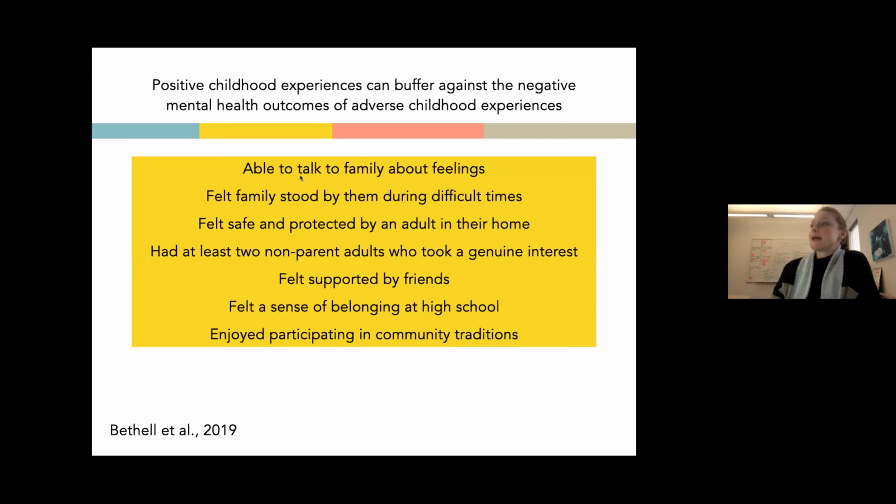So some of the examples were being able to talk to your family about your feelings, feeling like your family stood by you during a difficult time, feeling safe and protected by an adult in the home, having at least 2 non-parent adults who took a genuine interest in your development, feeling supported by friends, feeling a sense of belonging at high school, and enjoying participation in community traditions. And this is not an exhaustive list. These are just some that I've picked out. So you can see here that ACEs are not deterministic in life outcomes. Positive experiences, and particularly relationships with other caregivers and adults, make a huge difference in terms of mental health outcomes later in life.